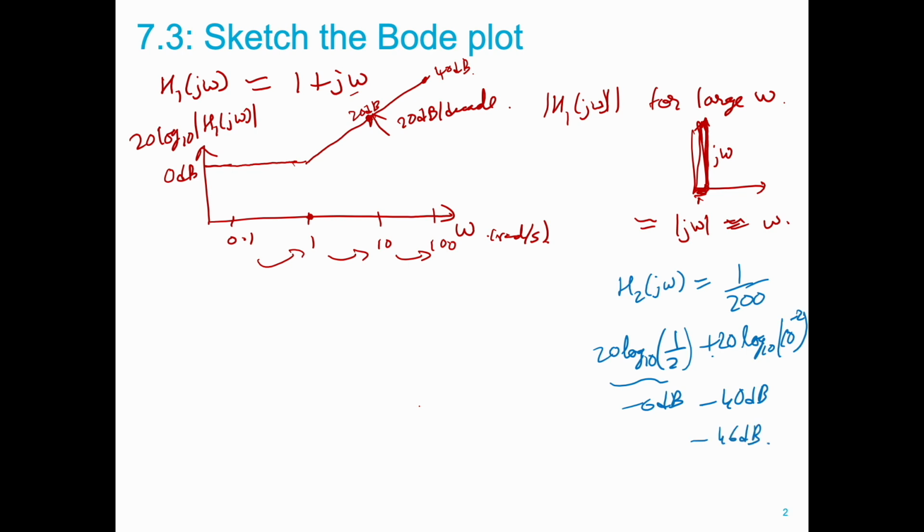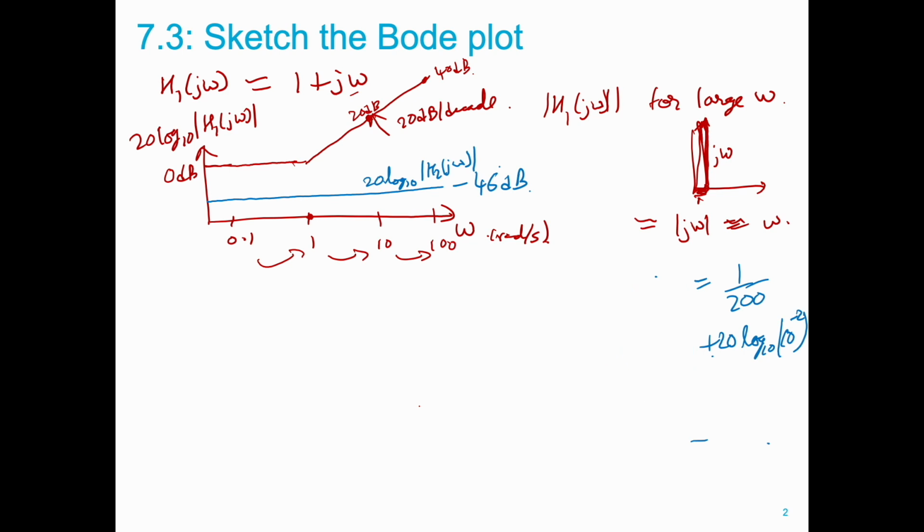Okay, so I can sketch 20 log to the base 10 of magnitude of H2 of j omega on this plot itself, and it's going to be a straight line at minus 46 decibels, right? And this blue line represents 20 log to the base 10 of mod H2 of j omega. Now we have to compute 20 log to the base 10 of H3 of j omega.